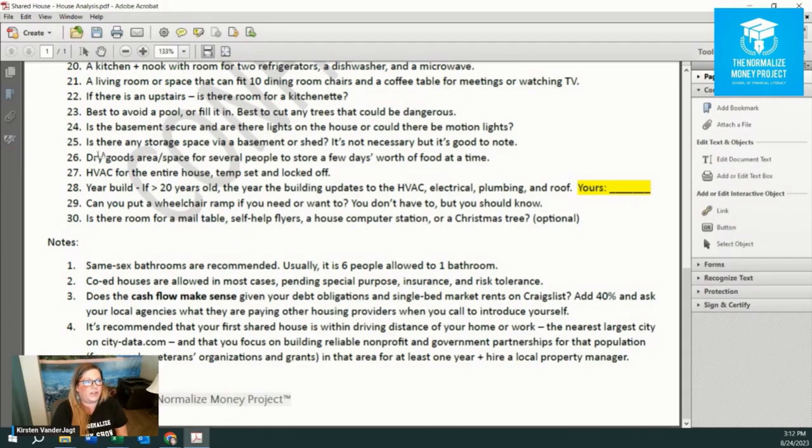Number 25. Is there any storage space via a basement or shed? It's not necessary, but it's good to know. So if there happens to be an extra shed outside, check on the inside, see if it's usable. That's awesome.